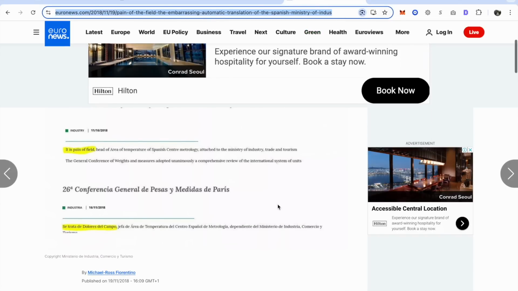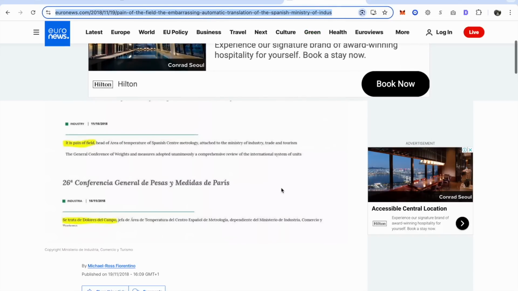And the last one I'm going to cover is this one. I'd never heard of this one either. But apparently, se trata de Dolores del Campo, jefa de área temperatura de nada. So it got translated as pain of field. So Dolores del Campo is obviously someone's name, but they literally translated the name.